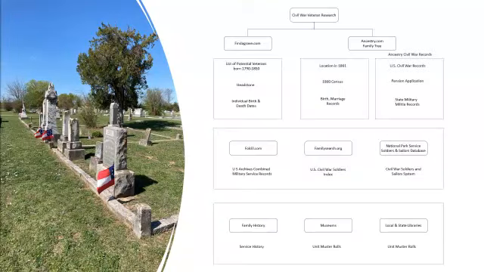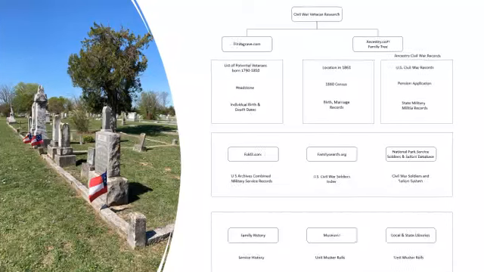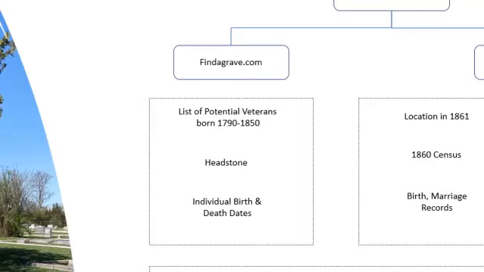First, let's take a look at the research map, though, so you get a sense of the process and the tools that we're going to be using. Starting at the top on the left, Findagrave, we've already used that in Part 1 by looking at birth and death dates to create our list of potential veterans that were born between 1790 and 1850. In the research phase, we're going to be looking at Findagrave to see if that particular person has a military headstone. That's going to be a big clue for us.